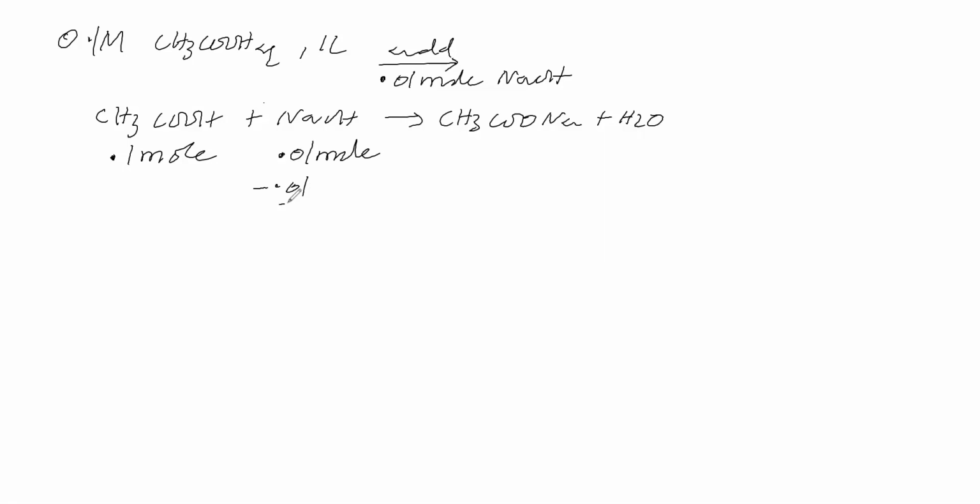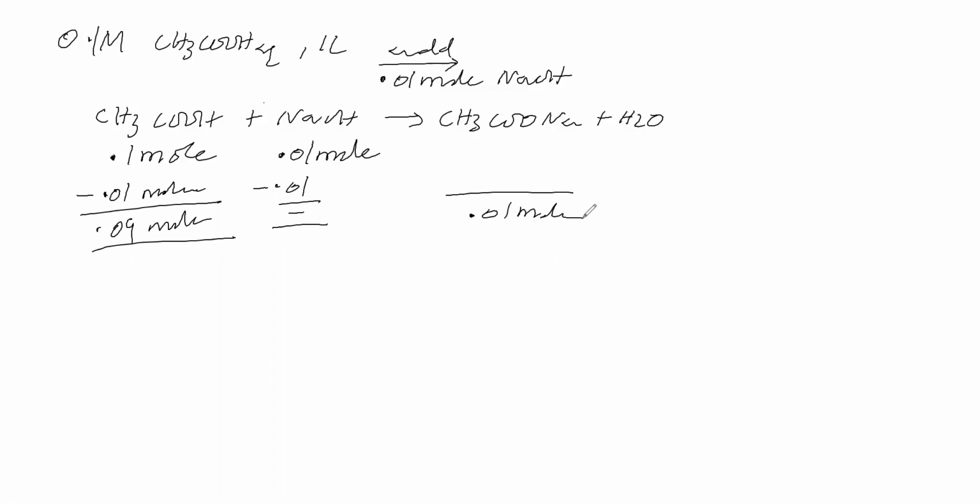Sodium hydroxide reacts completely, so remaining sodium hydroxide is 0. How much acetic acid reacts means 0.01 mole is reacting, and this many moles of acetic acid is remaining. This many moles of sodium acetate is formed. The resultant solution contains unreacted acetic acid and sodium acetate. Sodium hydroxide is not there. Now sodium acetate undergoes dissociation, therefore it is giving acetate ion.